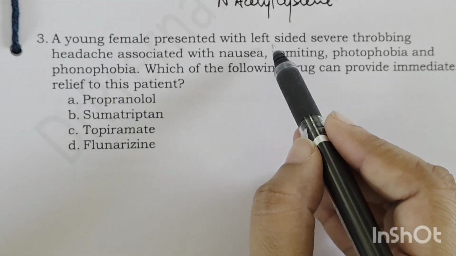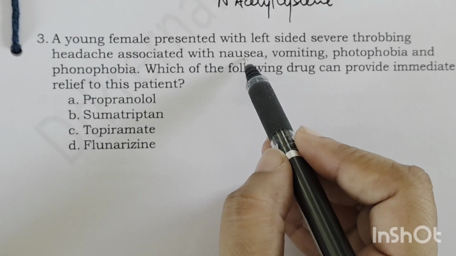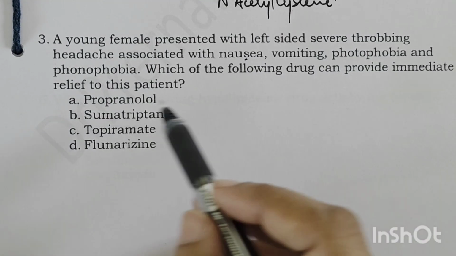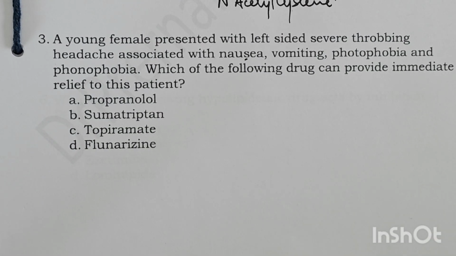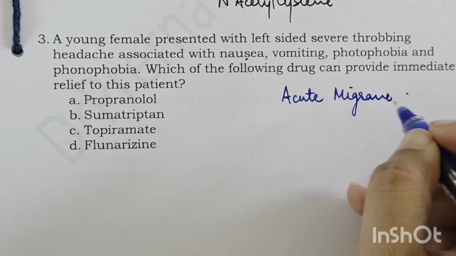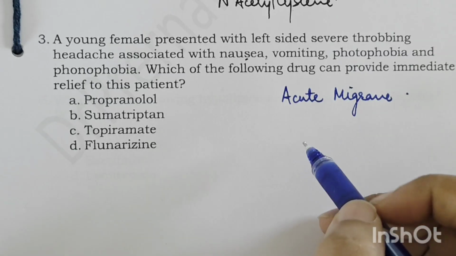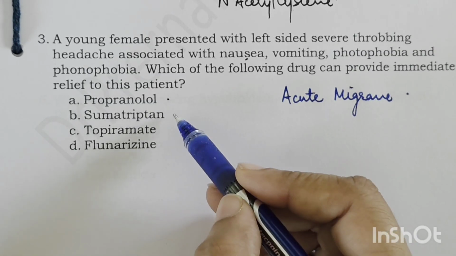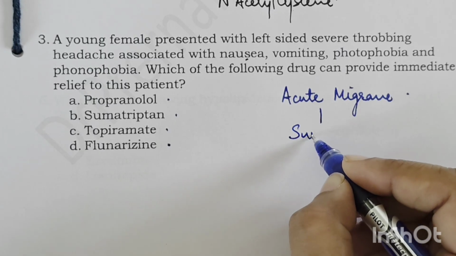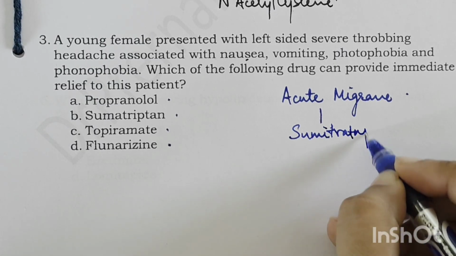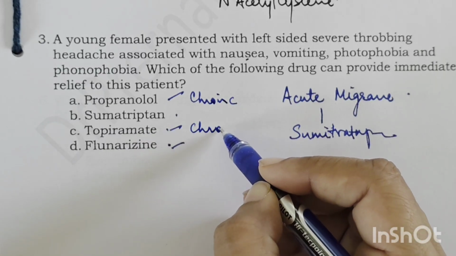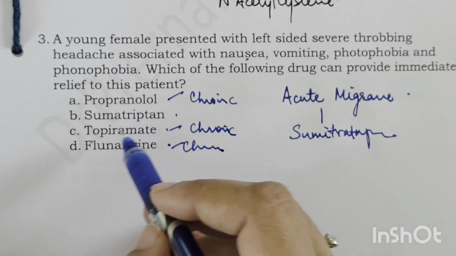A young female presented with left-sided severe throbbing headache associated with nausea, vomiting, photophobia and phonophobia. Which of the following drugs can provide immediate relief to this patient? So this is a case of acute migraine, right? Now acute migraine is basically a headache with classical symptoms. Out of these drugs, propranolol, sumatriptan, topiramate and flunarizine, in an acute attack we use sumatriptan, okay? Propranolol, topiramate and flunarizine are used in chronic cases. So here the answer will be sumatriptan.